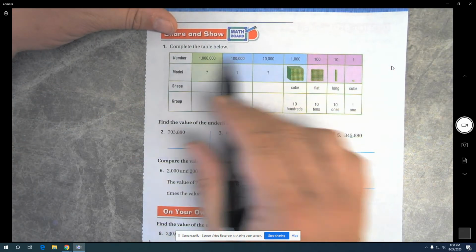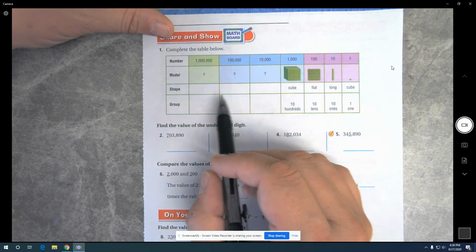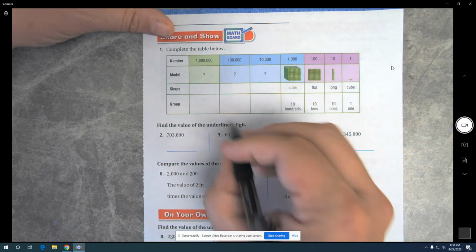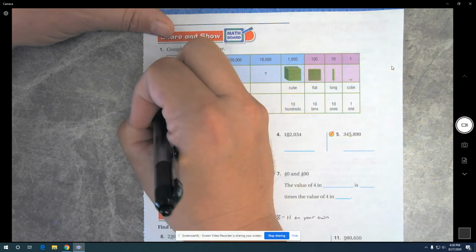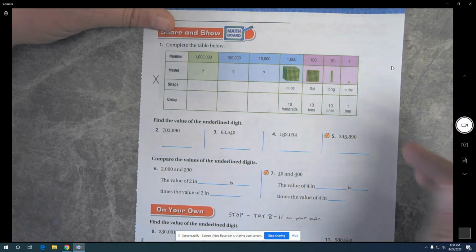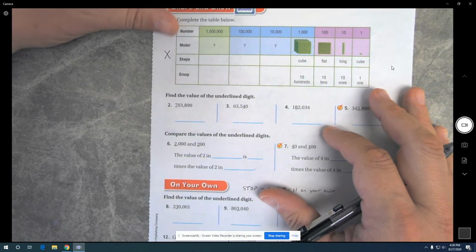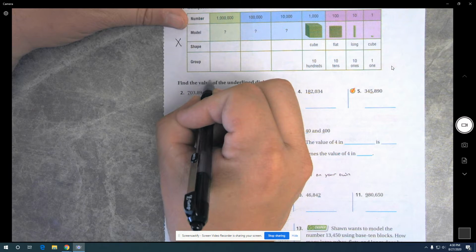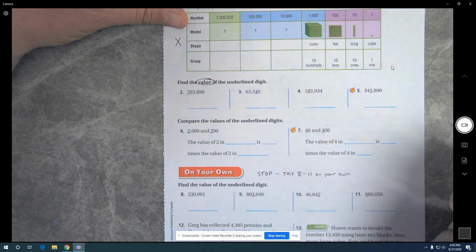So we're going to complete this table below. So check out the table. In this case, they've given us some information. You know what? For this one, I apologize. We're not going to do this table. We're going to leave this one, so you can skip this table. See, I told you it was real stuff. We make mistakes. Skip the table for now. We're going to jump into here, and I want you to circle and underline keywords. Find the value of the underlined digit.